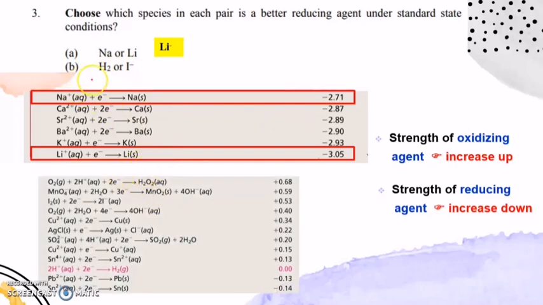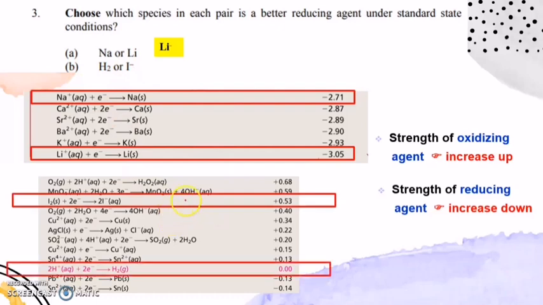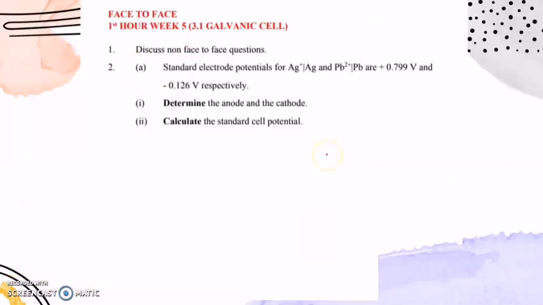Same goes for H2 or I minus. We will refer to our SRP table for the value of E naught, and we can see that H2 has a more negative value, or is further down, so it is a better reducing agent compared to I minus. Now let's look at this question.